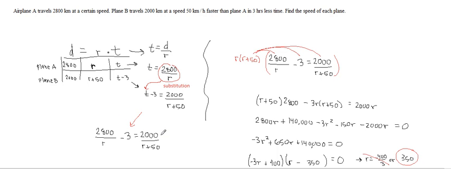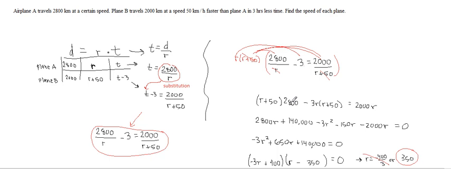Now we have this one equation with one variable in it, just the variable r. Now we can solve for r, so that's what I'm going to do up here. First, by clearing the denominators, by multiplying through by the LCD. So if you do that, on this first fraction, the r's will cancel, so you'll just be left with r plus 50 times 2,800. Second fraction, nothing will cancel, so you're just left with 3 times the r plus 50. You have that minus there. Then on the other side of the equal sign, the r plus 50's cancel, and you're just left with the r times the 2,000. So it looks like that.